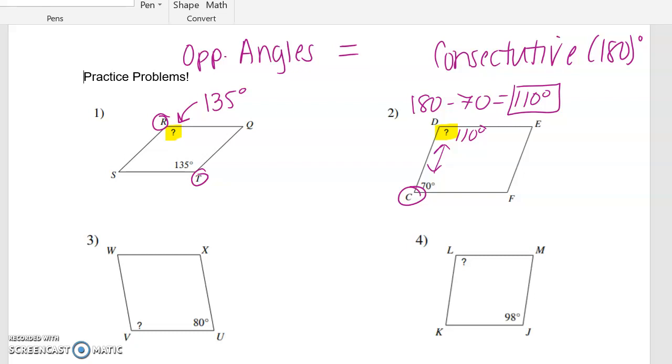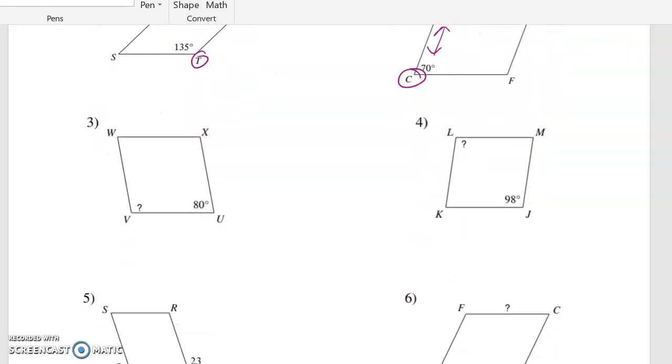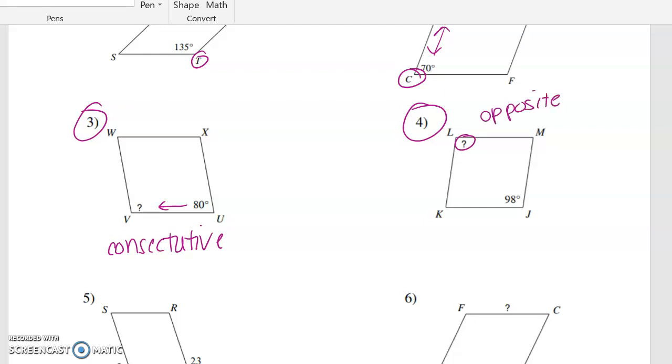So using the idea of opposite angles and consecutive angles, I want you to try right now 3 and 4, okay? 3 is going to be consecutive, and 4 is going to be opposite. So tell me what the value of both of those angles would be.